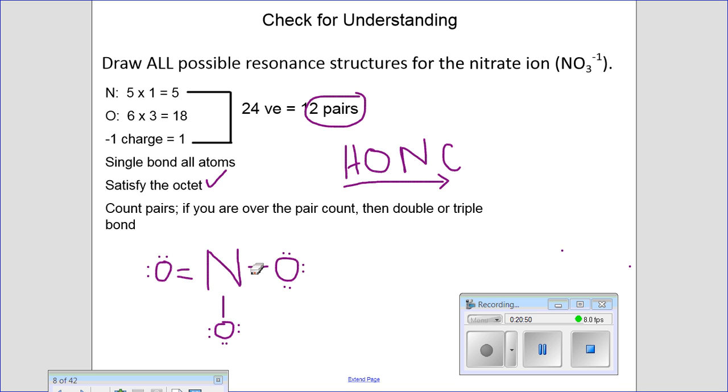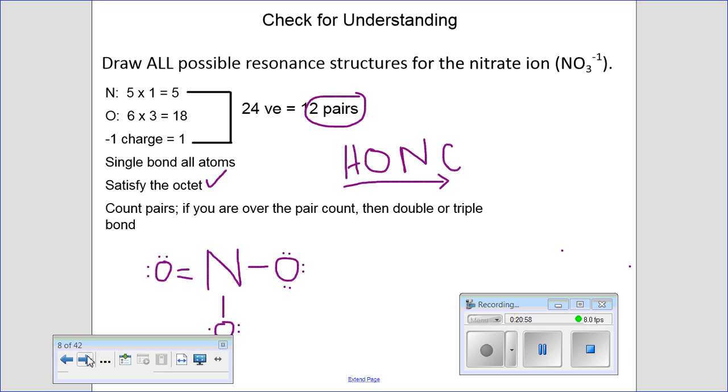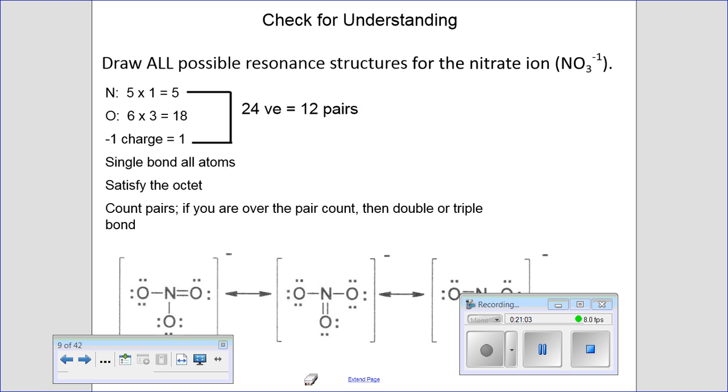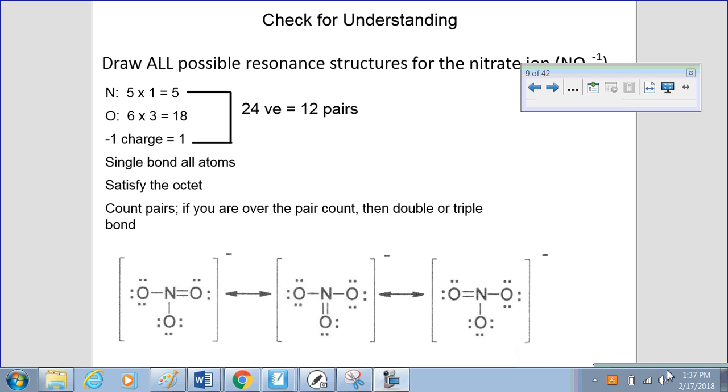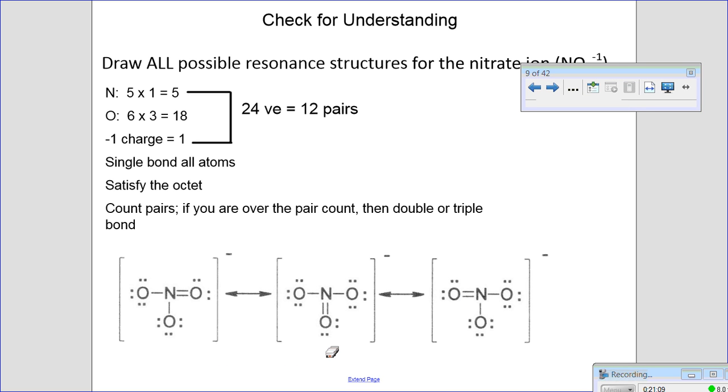Okay, and you could have put your double bond in this location on the left, down here, or the location on the right. So that's an example of resonance. So where it says draw all possible resonance structures, this is what you should have drawn.